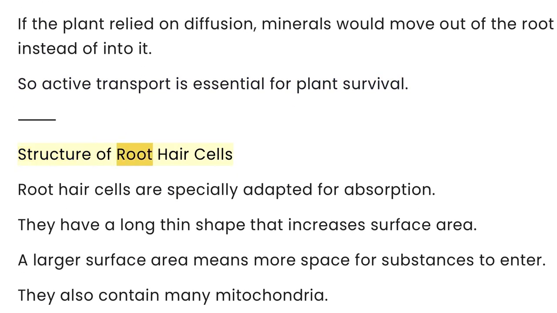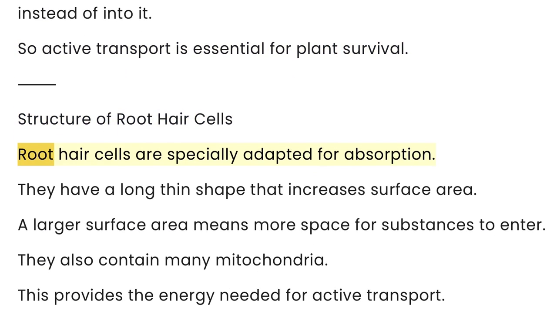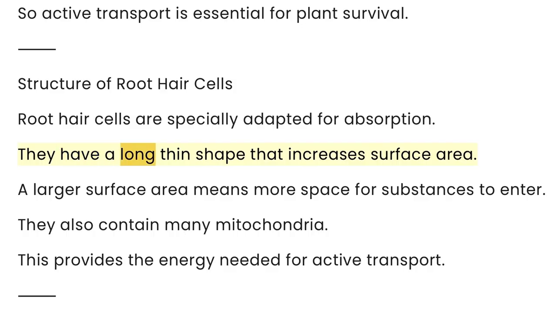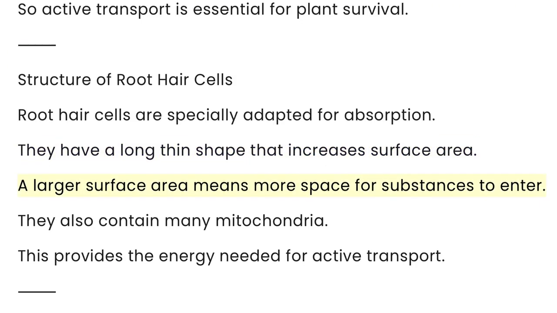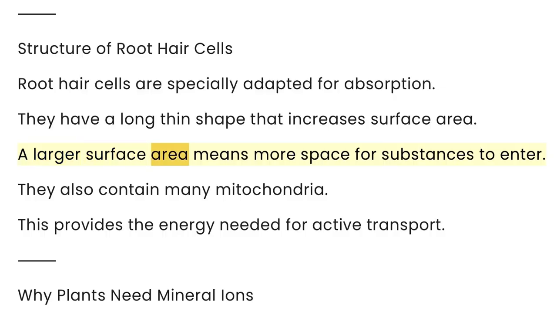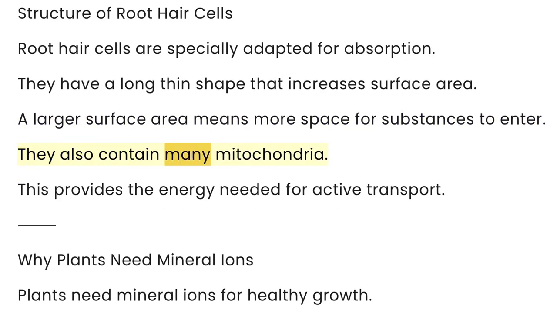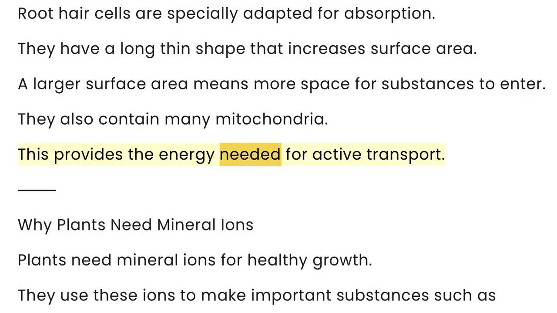Structure of root hair cells. Root hair cells are specially adapted for absorption. They have a long, thin shape that increases surface area. A larger surface area means more space for substances to enter. They also contain many mitochondria. This provides the energy needed for active transport.